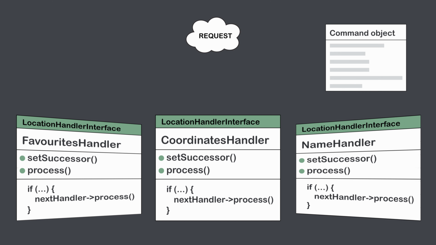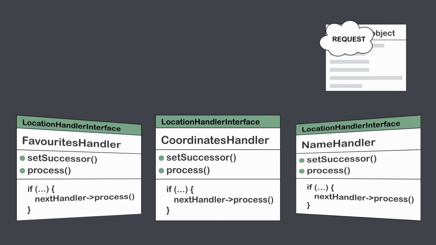When a customer sends a name for a place, like my home, the command object receives it and passes it to the first handler from the chain, which in our case is the favorites handler. Okay, the name is present in the request, so with the next step this handler checks if a place with such a name is defined in the customer's list of favorite places.